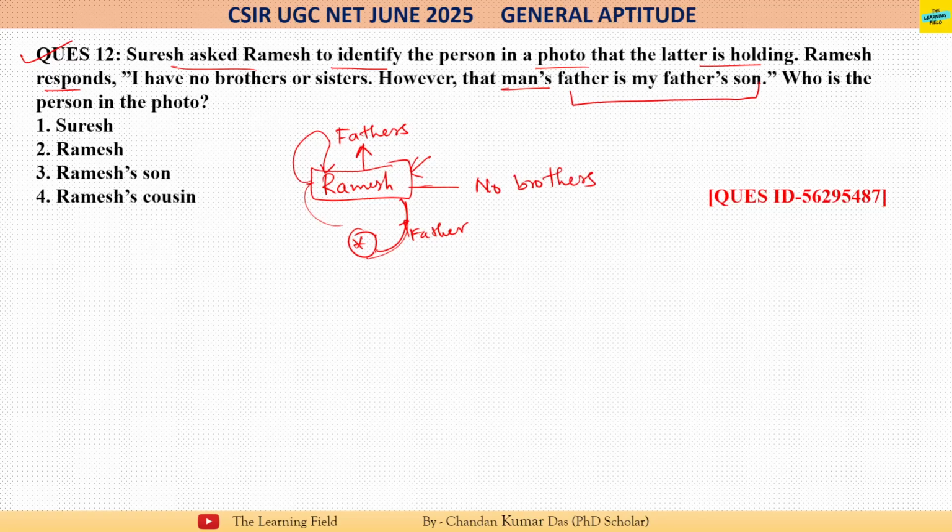So what is the required answer? This is Ramesh. This person's father is my father's son, but there are no brothers. So that means this picture is Ramesh's son. Fine. So this is the answer. Very easy question, this is also. If you observe this question or read this sentence very carefully, then you have just 10 to 20 seconds to answer this question. Fine. So the photo is actually Ramesh's son.